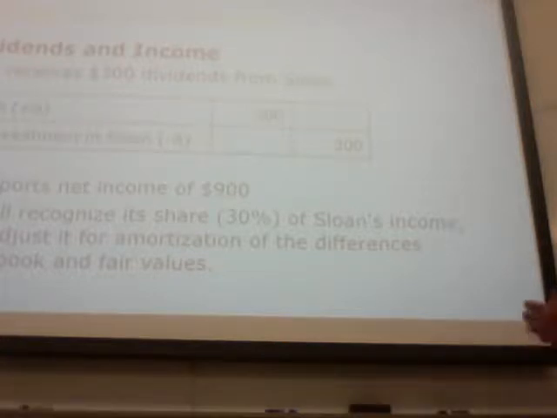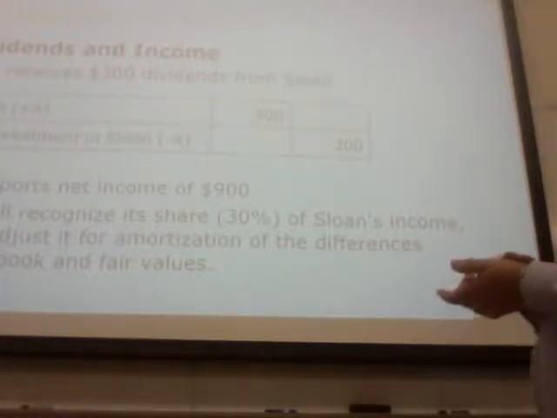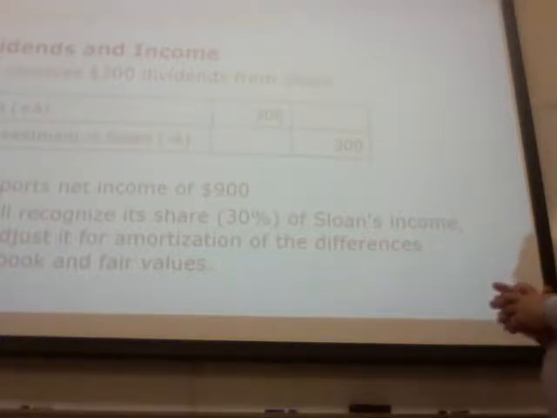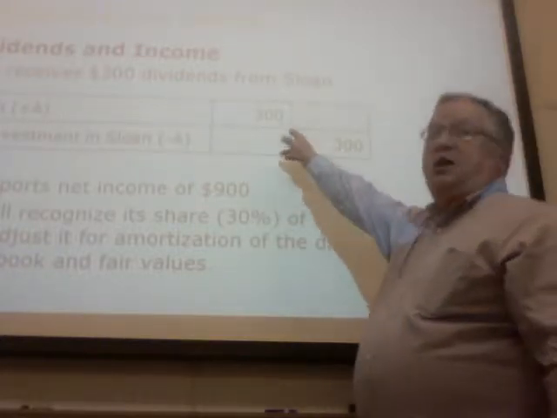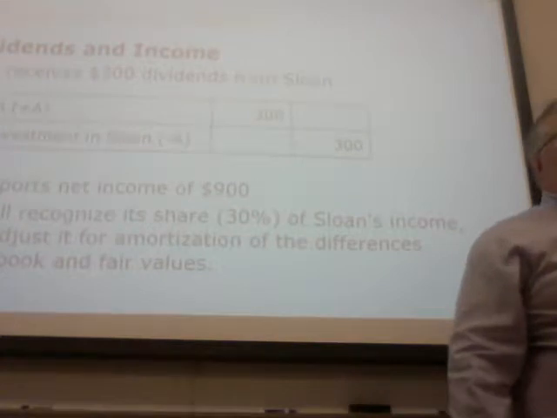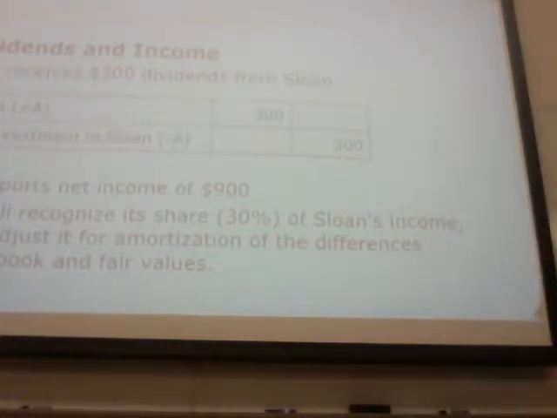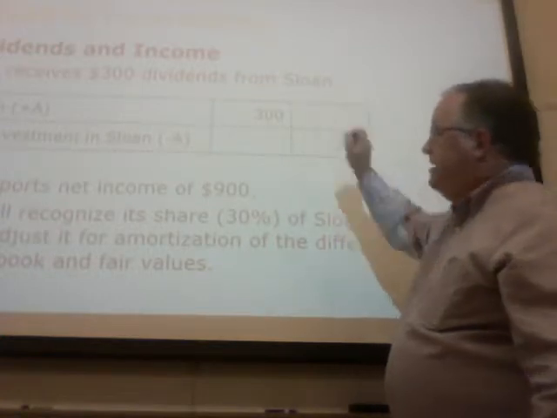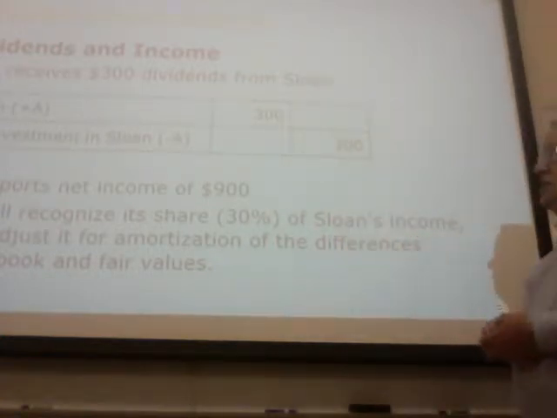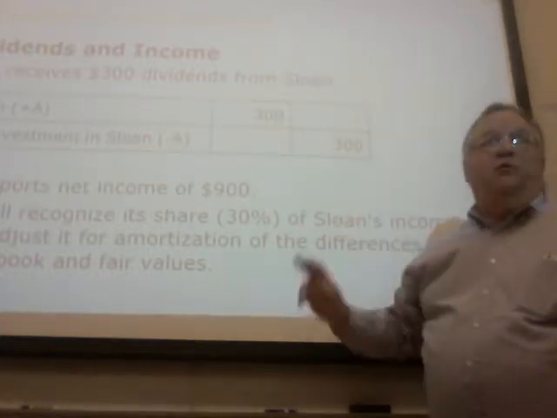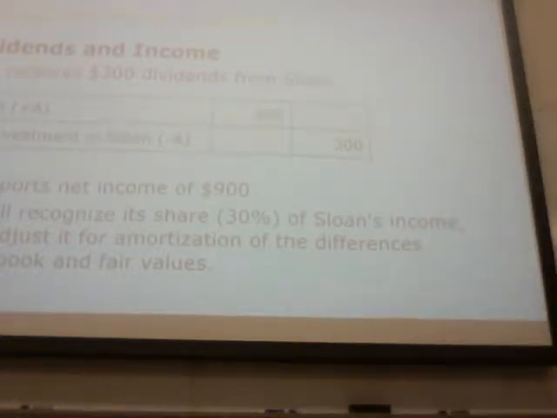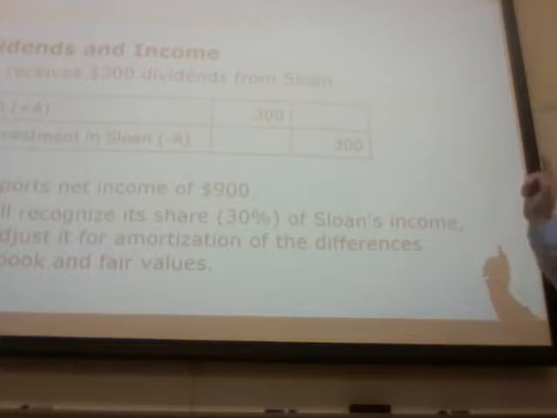Okay, so we'll start our accounting now. We'll start our first year of operations, and Payne's going to receive $300 of dividends from Sloan. Okay, we'll debit the cash. When you get $300 worth of dividends, the check comes in the mail, goes into the bank account, or it's an ACH these days. There's $300 of cash that comes in. Note that our credit is to our investment in Sloan. It's not to dividend income. We're applying the equity method here. We're actually going to reduce our investment.